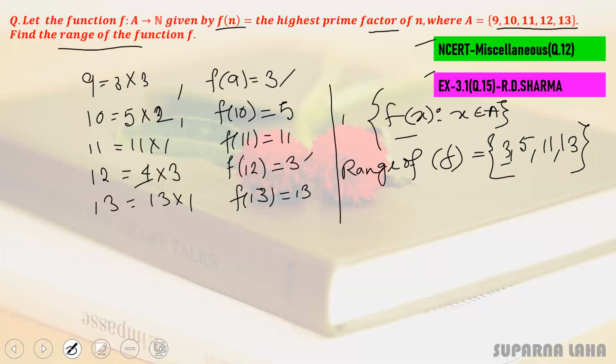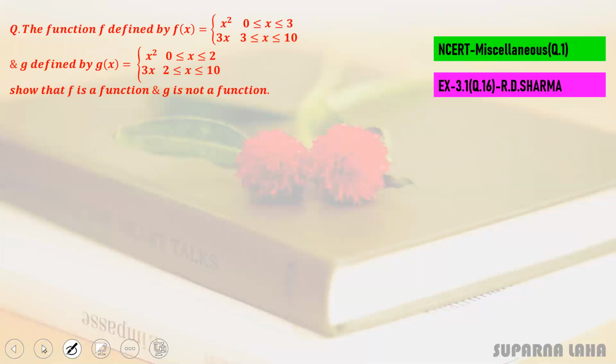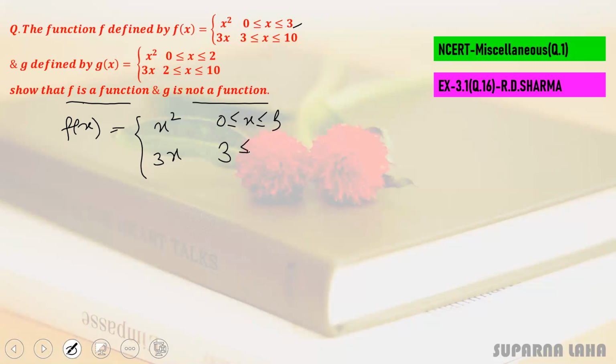So moving to the next question. Here two functions are given. You need to find out which one is a function and which one is not a function. Here it is also given that f is a function but g is not a function. So if we look at this function f, from 0 to 3, the function definition is x square, right? And this is 3x from 3 to 10.